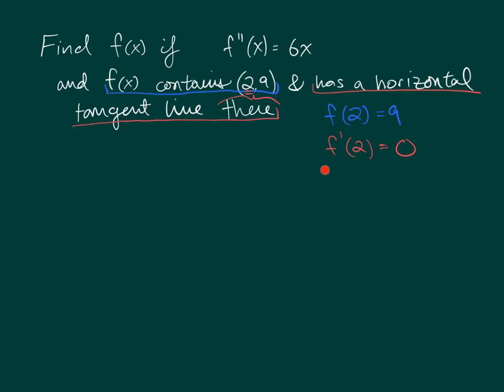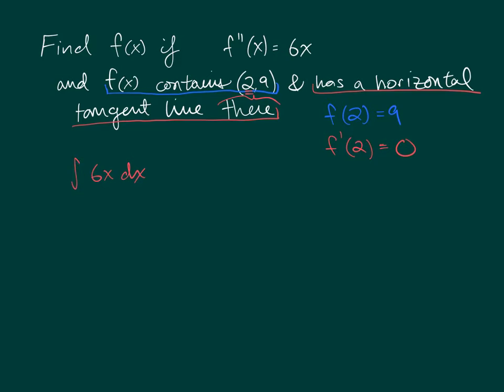And now that we have this information, we can go back and start finding the antiderivative of our function here, our second derivative, and work our way backward to the first, the original function f of x. So the first thing we need to do is find the integral of the second derivative, and this is the indefinite integral, no limits here.